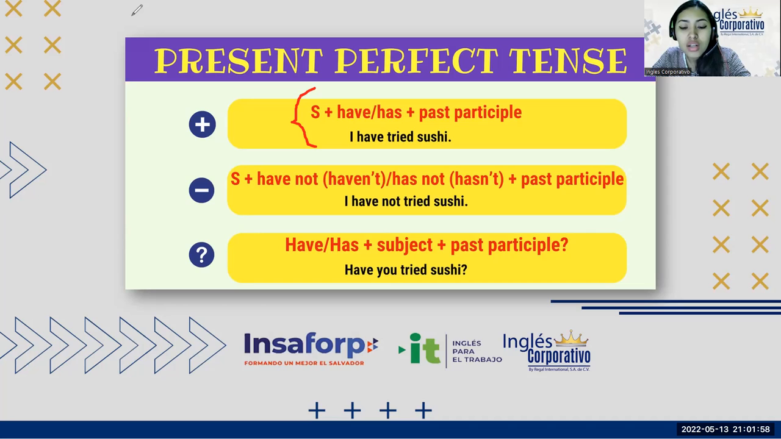I have drunk a lot of Coca-Cola. Very good. I have finished my exam. Very good. I have seen that movie. Very good. I have lost my keys. Very good. She has found very much money. She has found, okay, great.